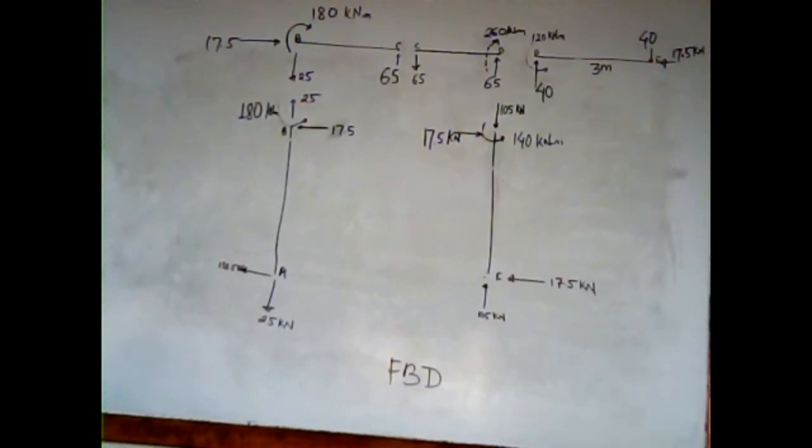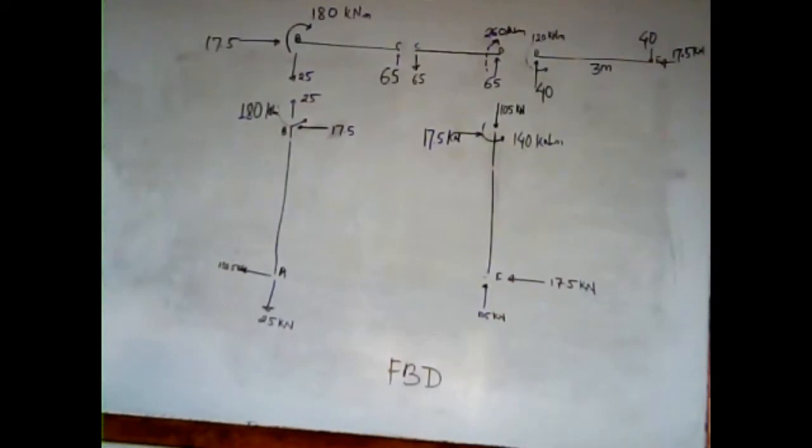Likewise, at point F, an upward force of 105 kilonewton is acting, and a leftward force of 17.5 kilonewton is acting. So we have just written the forces that are actually at the supports. We need to balance these forces first. So we will go through all the sections step by step. At first we will go to AB. In AB, 25 kilonewton is acting downward.